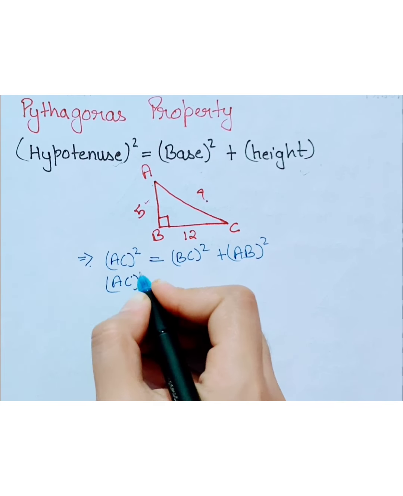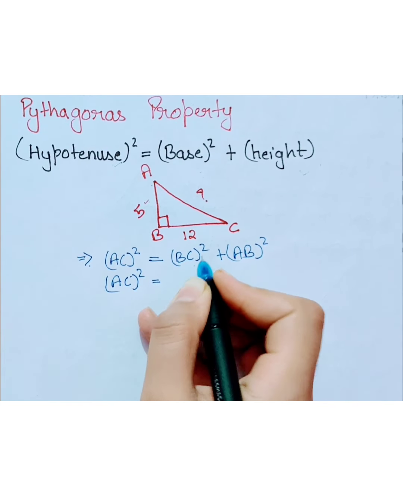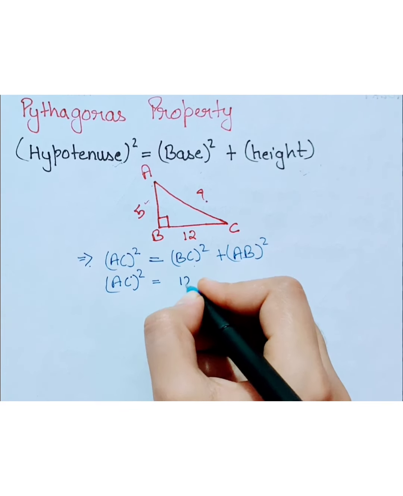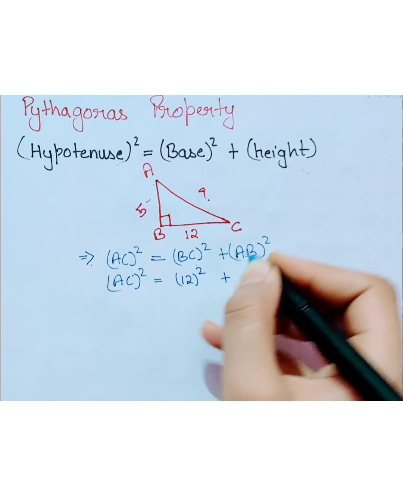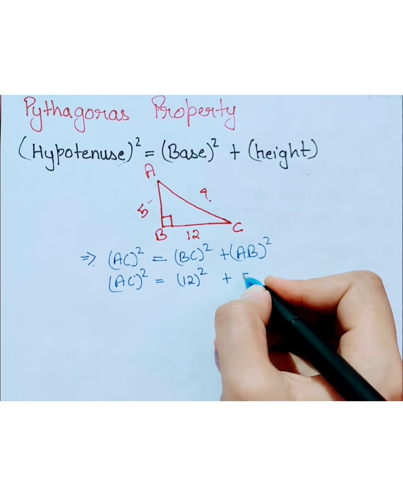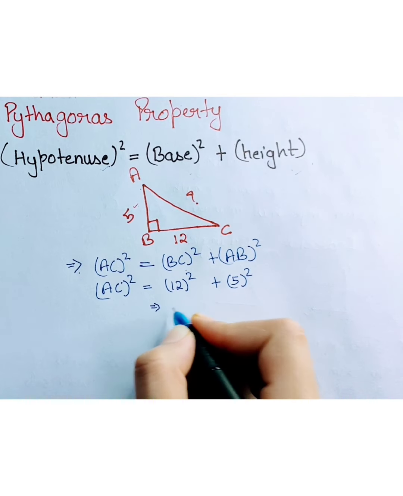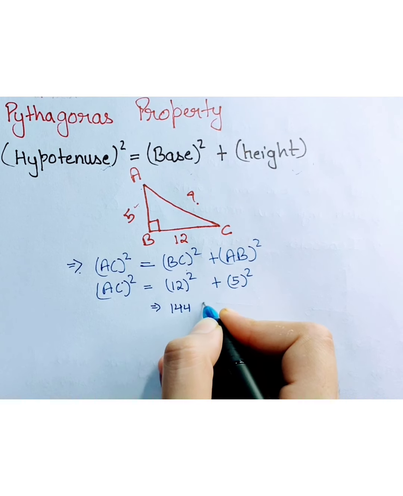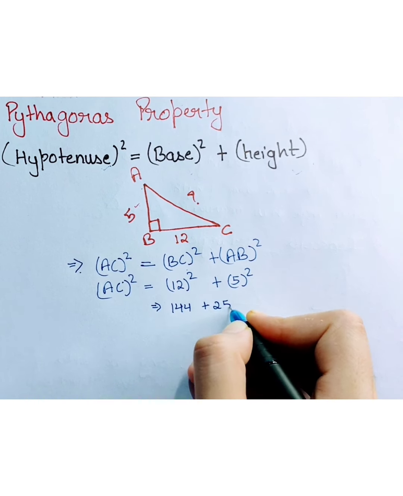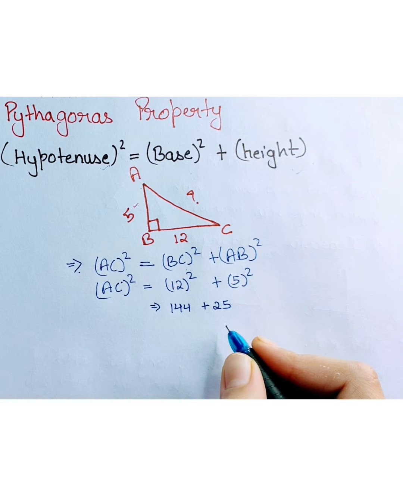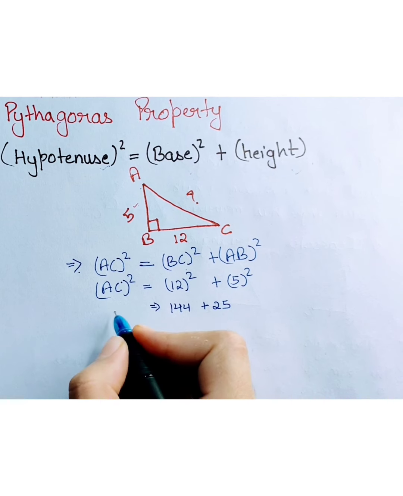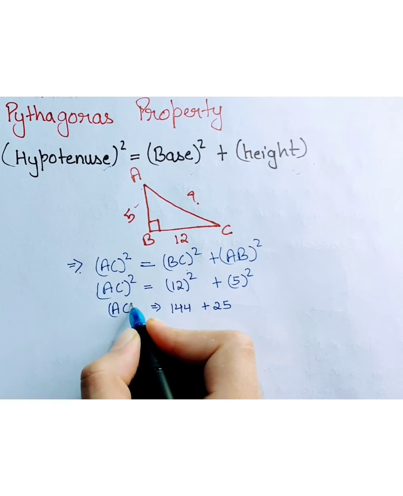So AC square is equal to BC square. BC is 12. 12 square plus AB. AB is length 5 square. So 12 square is equal to 144 and 5 square is equal to 25. If you have not learned squares, I have uploaded a video related to squares. You can check it. I'll link it in the I button. Now see, this is equal to AC square.